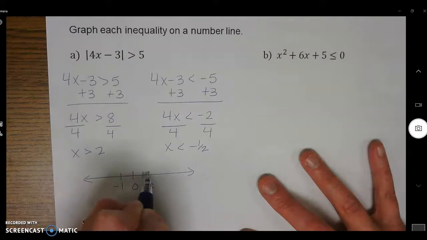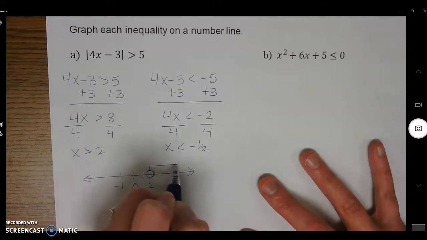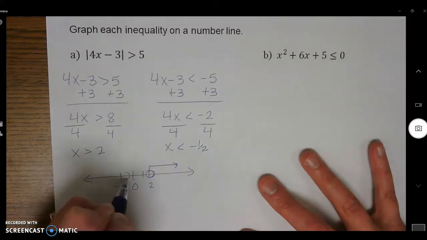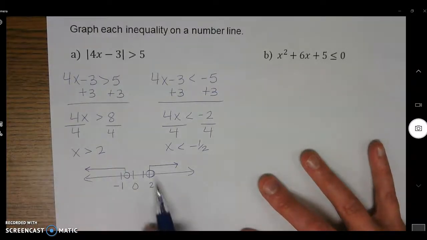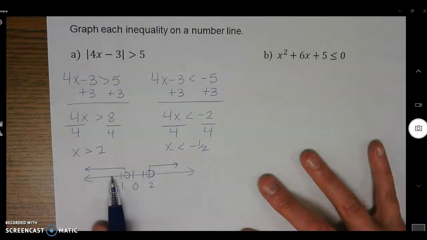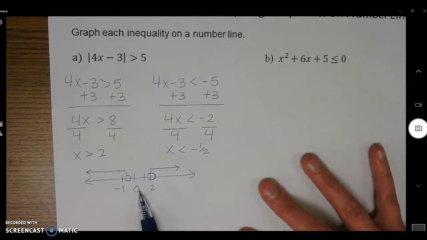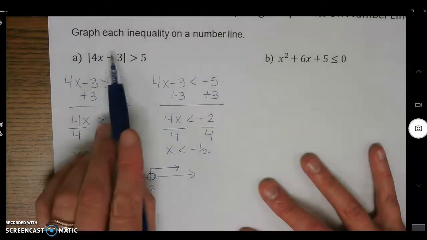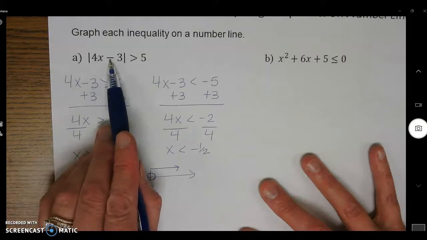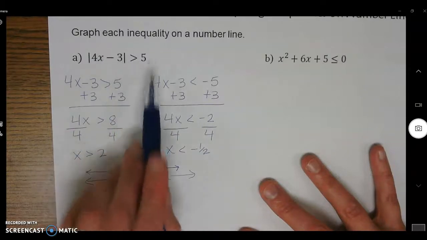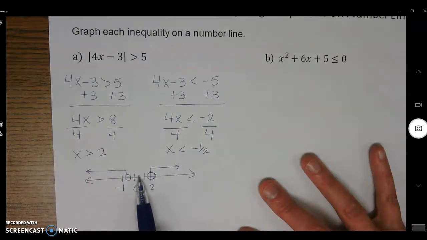So greater than 2 is right here, and less than negative 1/2 is right there. All the numbers underneath here will work, and all the numbers under the left arrow will work. 0 should not work. So if we test real quick, if I take 0, put it up here, 4 times 0 is 0. 0 minus 3 is negative 3. The absolute value of negative 3 is 3. 3 is not bigger than 5, so that is correct here.